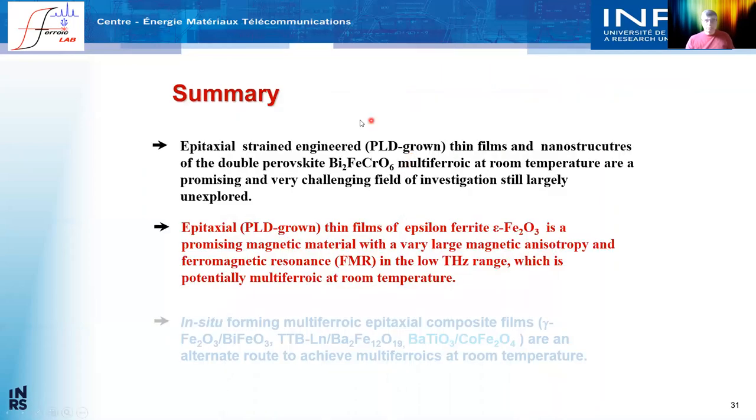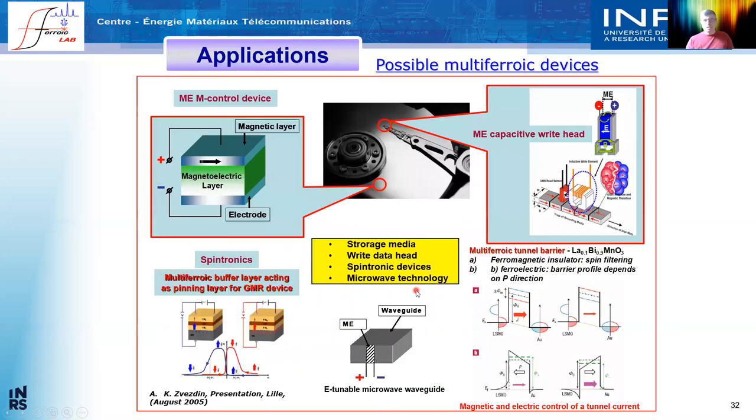So basically, we have done BFCO on epsilon ferrite, epitaxial thin films, which have good multiferroic properties for BFCO and very good magnetic properties for epsilon ferrite. And we have some polar properties that we are still working on. And this is the part of the composite that we didn't discuss today.